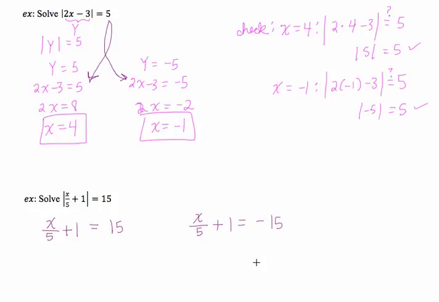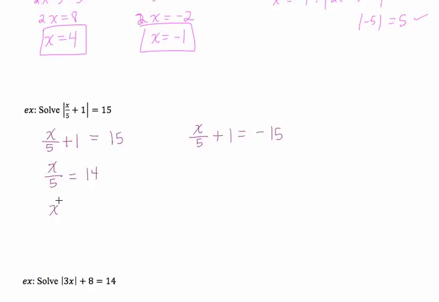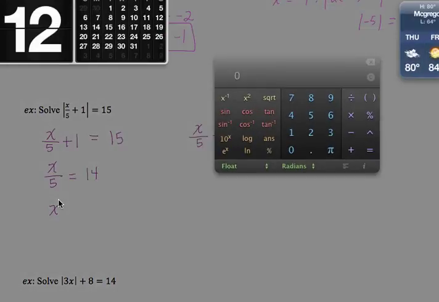You have to get rid of the absolute value bars in order to solve for x. You can't just add 3 to both sides and keep the absolute value bars here. That doesn't work. You won't get the right answer. So then we solve these two equations. Okay, to get x over 5 equals 14. So x is equal to 14 times 5, which is, check it on your calculator, 70.